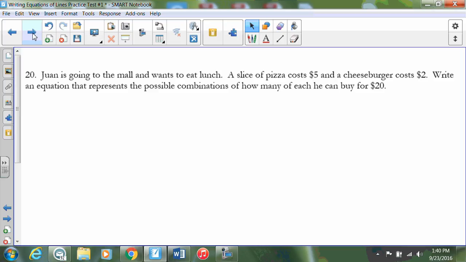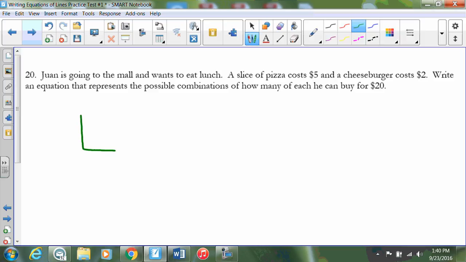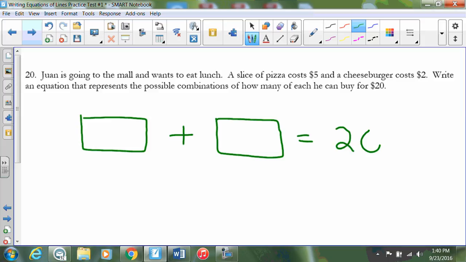So this is one of those where in class we would make squares and we'd say, okay, we know Juan is going to buy some pizza and, which means plus, some cheeseburgers, and altogether, he's got $20. He's going to try to spend all of that on his food.